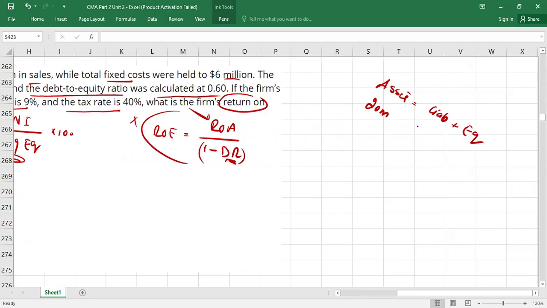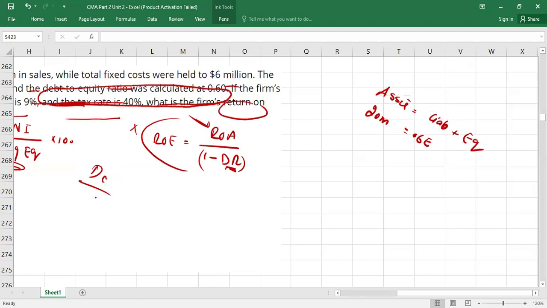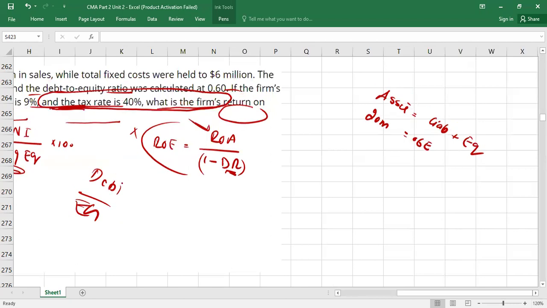Then what we have here: in the previous question, I assumed assets of 100. Do you remember? But their assets were not given. Here assets are given, so I cannot assume assets are 100. Liabilities are not given, but he told you the debt to equity ratio, 0.6. It means liabilities are 0.6 times the equity value, because it is debt divided by equity. So debt is 0.6 of the equity value.